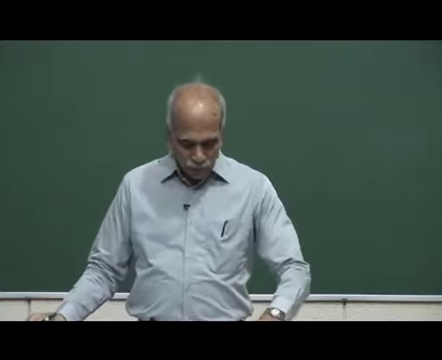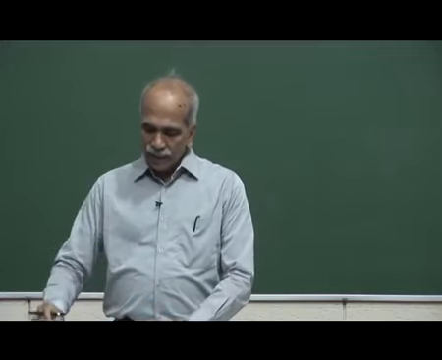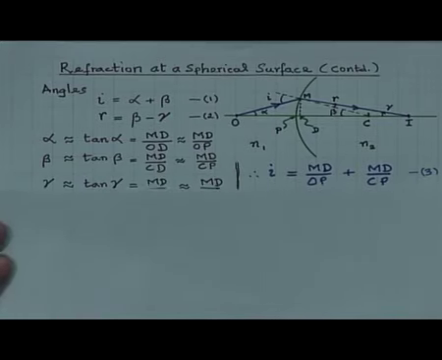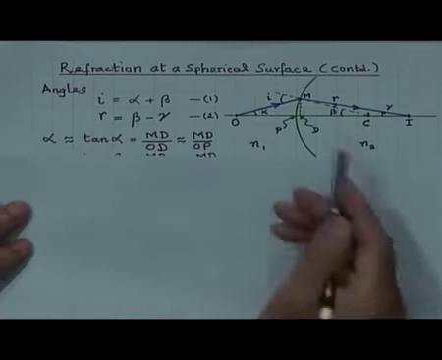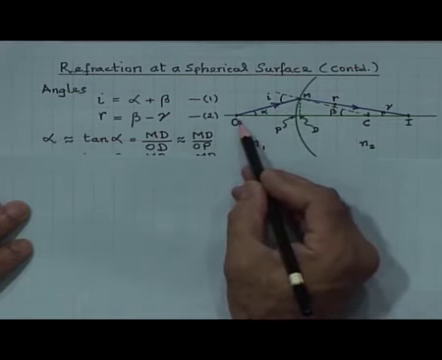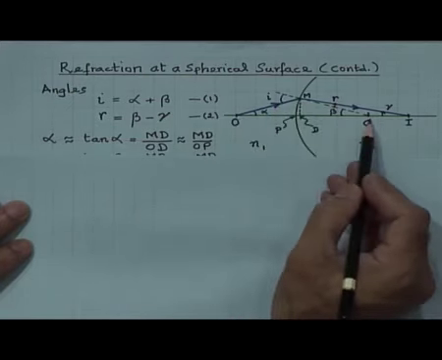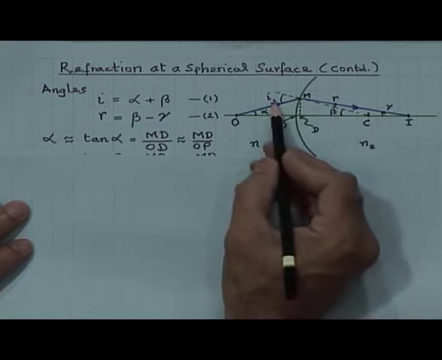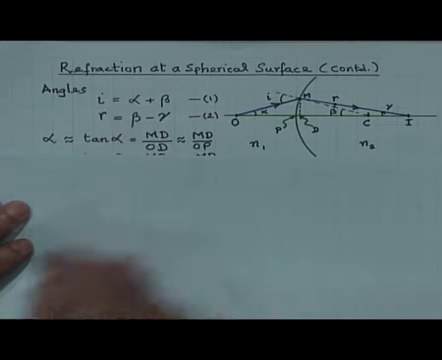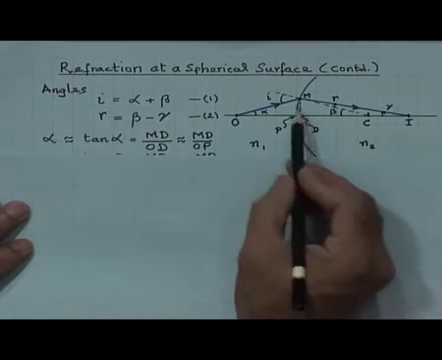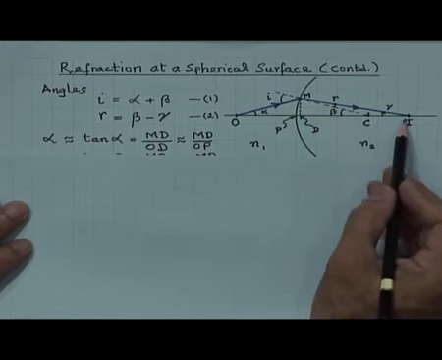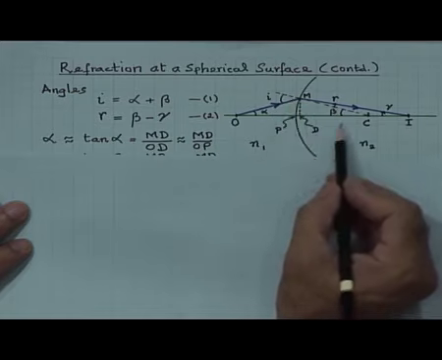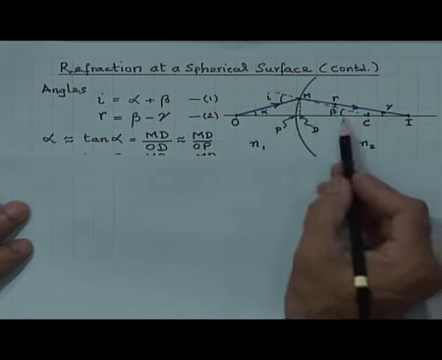Now, we come back to the problem, and here it is. Refraction at a spherical surface. Let us first focus on the angles here. What we see is the angle i. If you look at this triangle O, M and C, then alpha plus beta is equal to i. So, i is equal to alpha plus beta. Similarly, if we look at this triangle M, C, I, then we can see that r plus gamma is equal to beta.